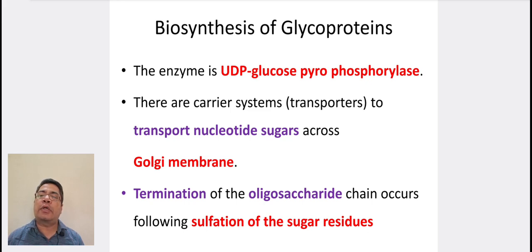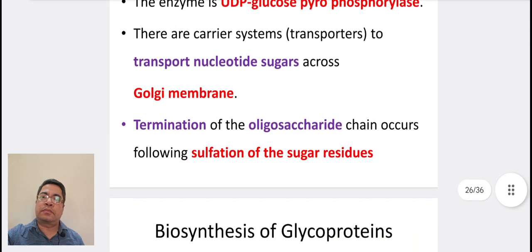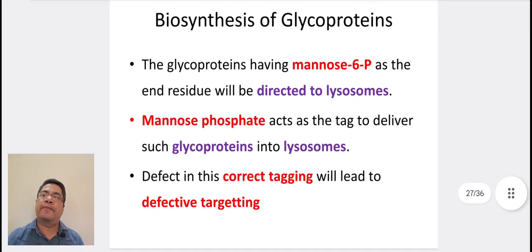There are carrier systems or transporters to transport nucleotide sugars across the Golgi membrane. Termination of the oligosaccharide chain occurs following sulfation of sugar residues. The glycoproteins having mannose 6 phosphate as the end residue will be directed towards lysosomes. Mannose phosphate acts as a tag to deliver glycoproteins to lysosomes. Defect in the correct tagging will lead to defective targeting.